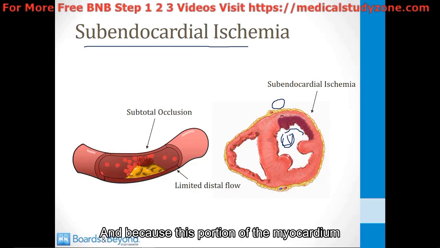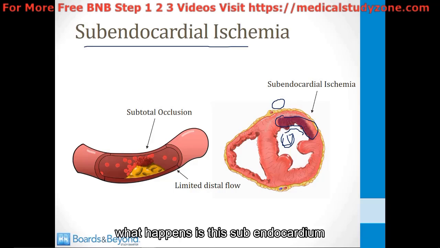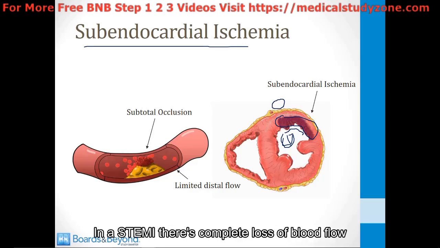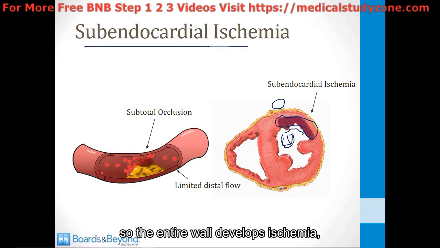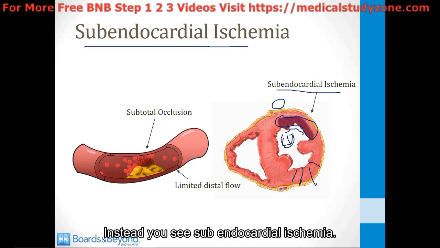And because this portion of the myocardium is furthest away from the coronary vessels, it is the most vulnerable to ischemia. So when you have a subtotal occlusion, as in NSTEMI, what happens is this subendocardium usually develops ischemia. And this is different, once again, from a STEMI. In a STEMI, there's complete loss of blood flow, so the entire wall develops ischemia. That's said to be transmural ischemia. You usually do not see transmural ischemia in NSTEMI. Instead, you see subendocardial ischemia.